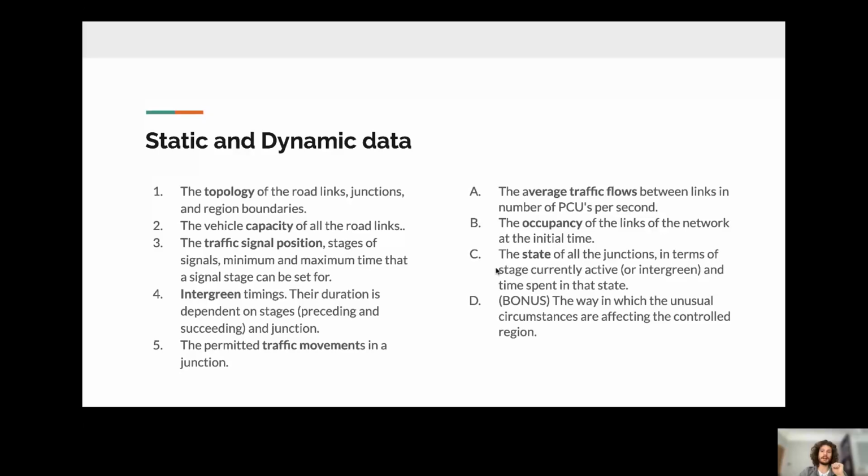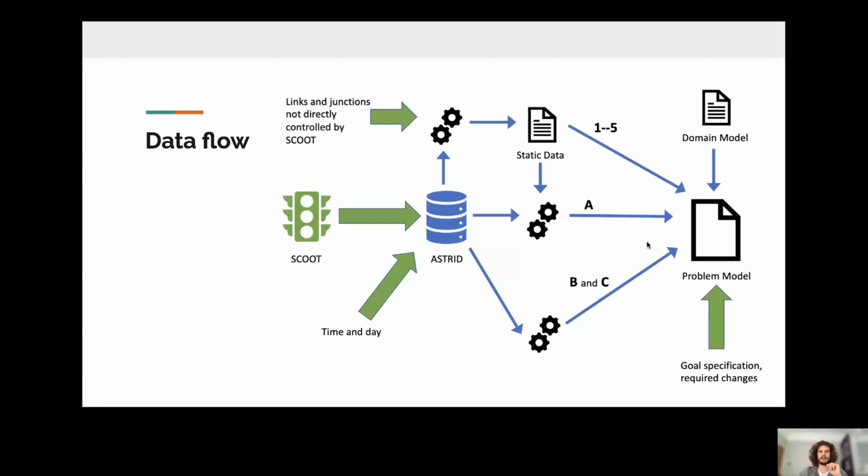And then you have dynamic data, which needs instead to be created every time: average traffic flows, so the turn rates that we have seen before, inside the region and on the boundaries of the region, occupancy of the links at the initial time, so how many vehicles are in there, and the current state of the junction. We also have a bonus track, which is, since we are dealing with unusual or unexpected circumstances, the way in which these circumstances are affecting the traffic in the region. So that is the distinction between static and dynamic data.